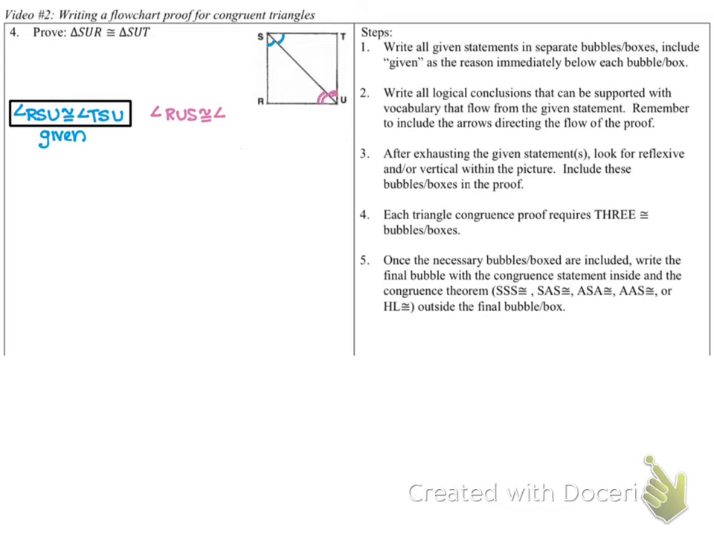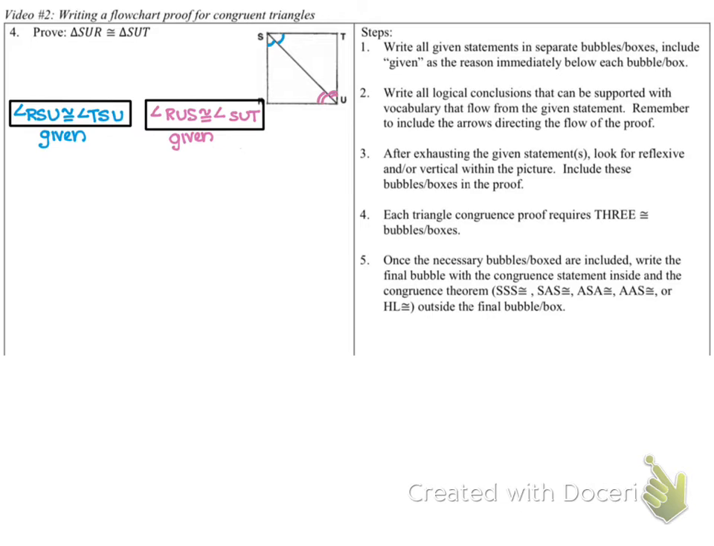Okay, let's do the top one now. U's in the middle of the name, trace out to the corners. So let's do SUT. And I know that these are congruent, once again, because it is given to me. It was already in the picture. It wasn't something that I had to come up with. Okay, I have exhausted the given statements.